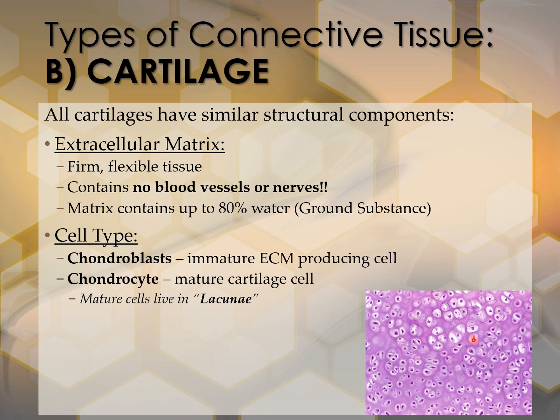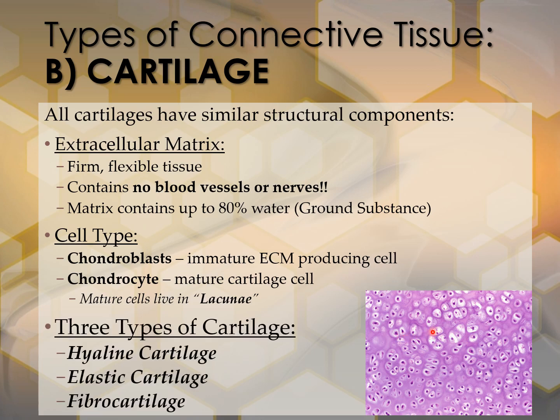Then you see these white bubbles, that's the lacunae. Then you see a little dark spot right in the middle of all those white bubbles, that's the chondrocyte. That mature cell sitting in its little bubble. Now we have three types of cartilage. They're all very similar, but they do have some differences. So we have hyaline cartilage, which is what this picture is of, elastic cartilage, and fibrocartilage.